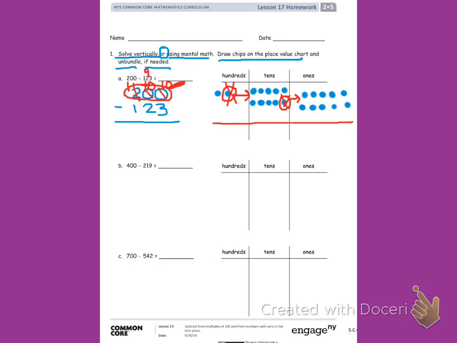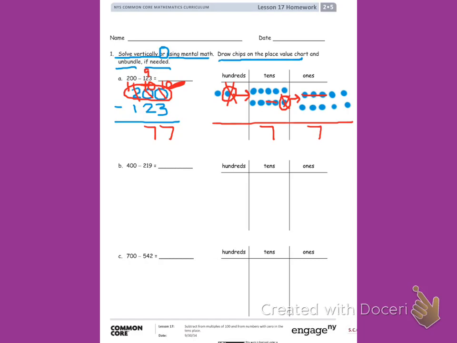That looks like this. 1, 2, 3. Those are the ones that I subtracted. 10 ones minus 3 ones leaves me with 7 ones. So I'll write it here. 9 groups of 10 minus 2 groups of 10. 1, 2. That leaves me with 7 groups of 10. I'll write it here and here.